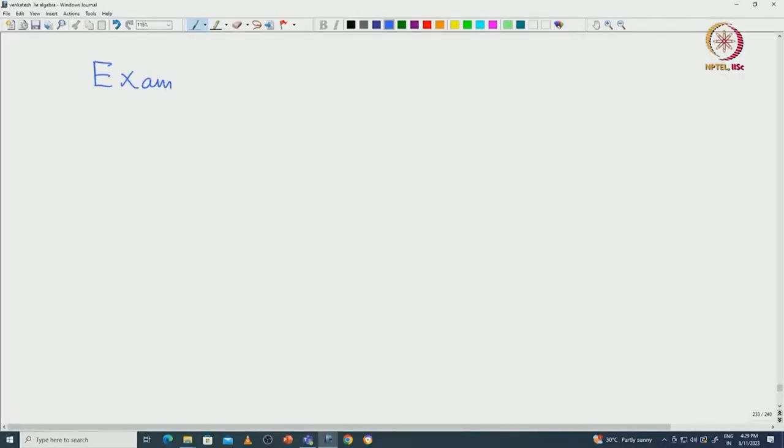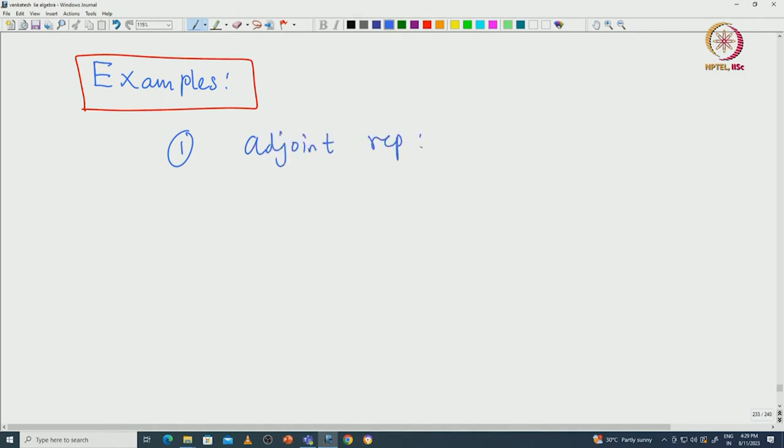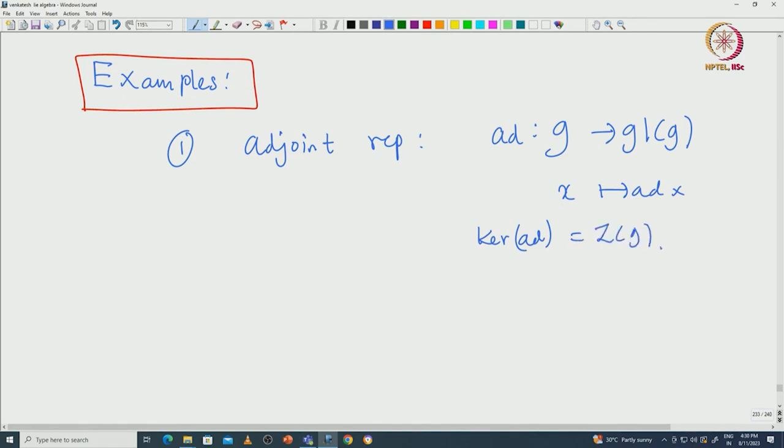Okay. So, let us see some examples of representations. We have already seen the adjoint representation. That is the very first example. This adjoint representation plays a crucial role throughout. So, what is this? This is a map from G to GL of G, given by x goes to ad x. The kernel of this adjoint representation is nothing but the center of G.